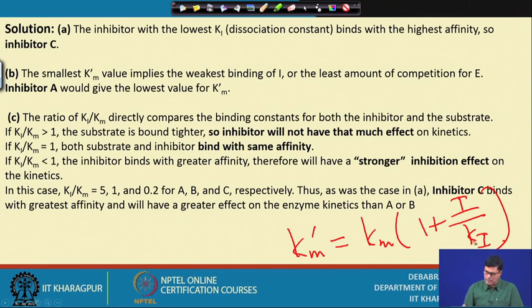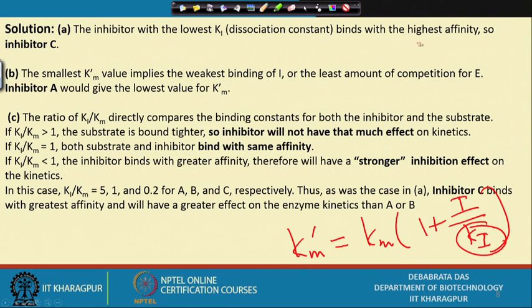Now, the inhibitor with the lowest Ki value binds with the highest affinity. So, inhibitor C: if the Ki value is very low, then I by Ki will be high, and if this value is high, your inhibition will be more. Since the Ki value in case of the third inhibitor is lowest, we can always say the inhibitor with the lowest Ki value binds with higher affinity with the active site of the enzyme.